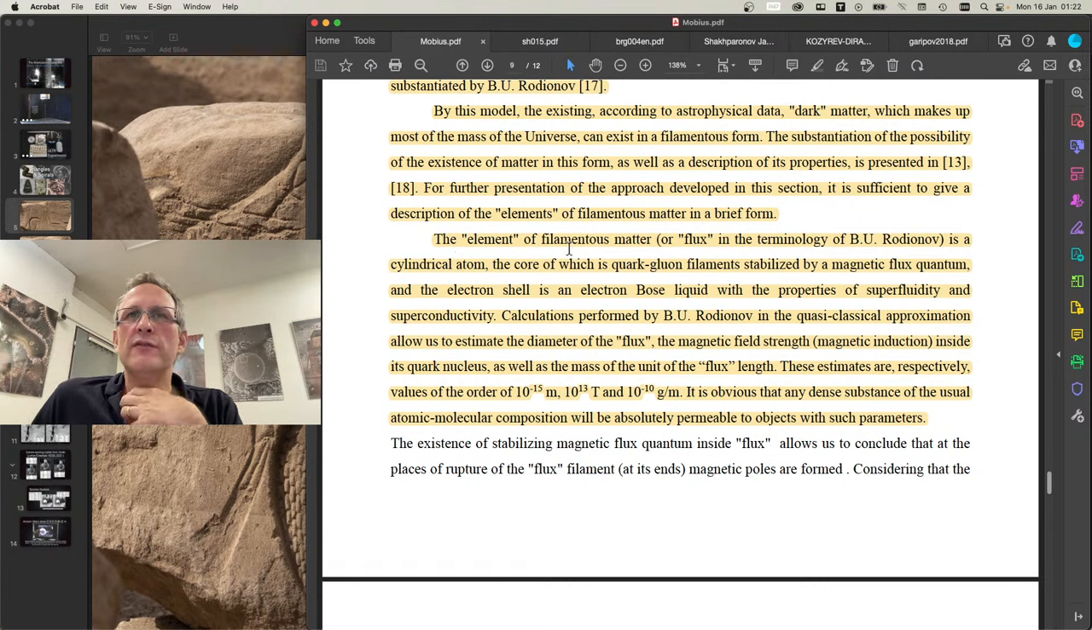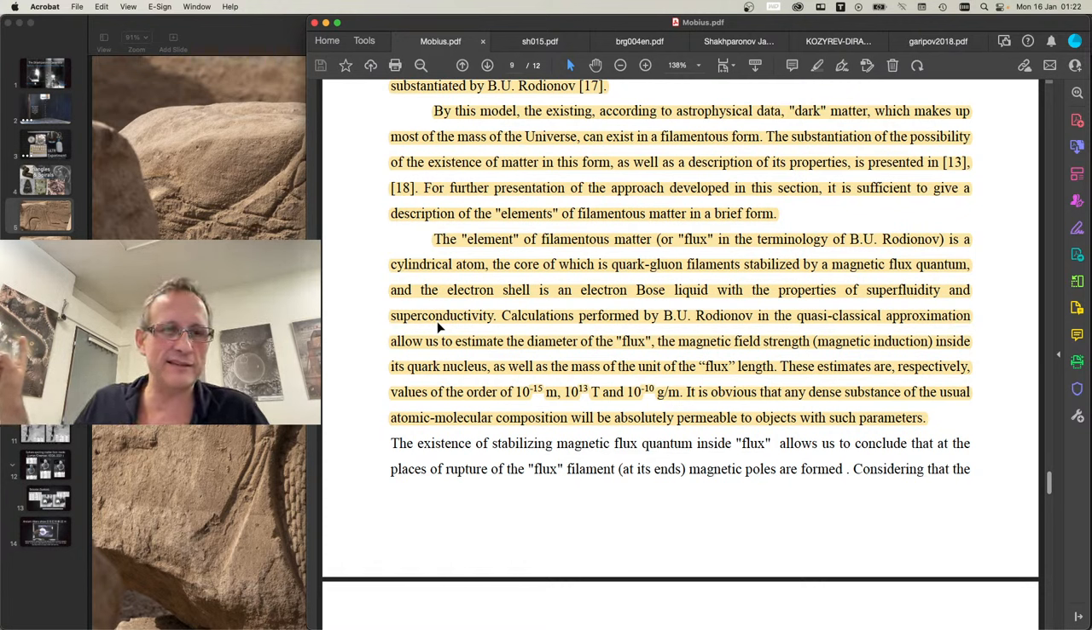The element of filamentous matter or flux, in the terminology of B.U. Rodionov, is a cylindrical atom, the core of which is a quark gluon filament stabilized by a magnetic flux quantum. And the electron shell is an electron Bose liquid. Yes, completely agreed. Fluidized bosonic fluid of electrons with the properties of superfluidity and superconductivity. Yes, we observe that. We have observed that in the structures that must have formed the Vega Valley that you see over here on my, what is actually my right shoulder, but probably looks like left to you.